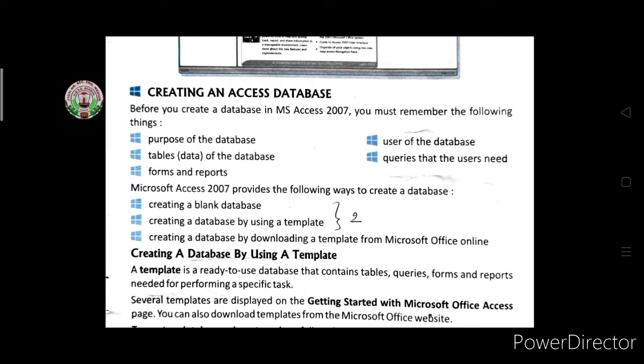Before you create a database in MS Access 2007, you must remember the following things. First, what is the purpose of the database? If you are creating a database, you first have to write the plan or the purpose of creating it. Then who are the users, how many tables there are, which type of queries we need, and forms and reports also you have to give. Which type of queries means, suppose you are making a school management database. Suppose you want the data of a class 5th A student, roll number 34.